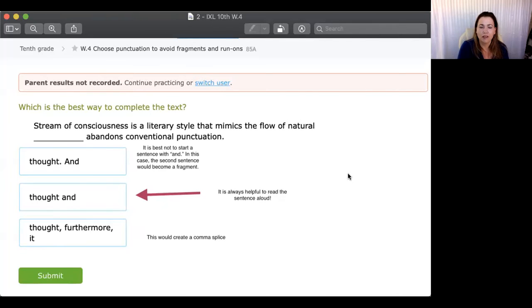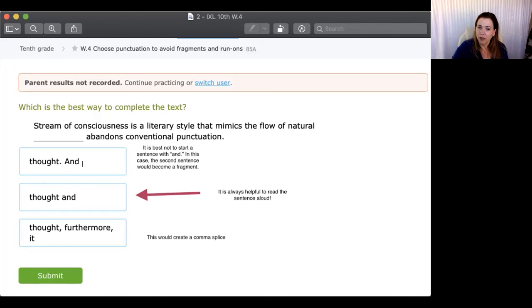Okay, the last example for this lesson that I would like to address is from the 10th grade, W.4. And the focus is choosing punctuation to avoid fragments and run-on sentences. So it's asking you, which is the best way to complete the text? So of course you look at the 3 options and then you read the sentence and you read it with the 3 different options. Are we ready? We're going to do it together. Stream of consciousness is a literary style that mimics the flow of natural thought and abandons conventional punctuation.